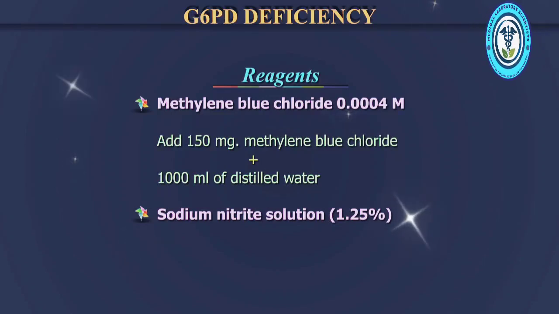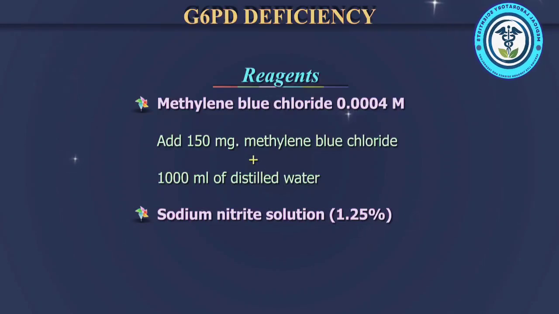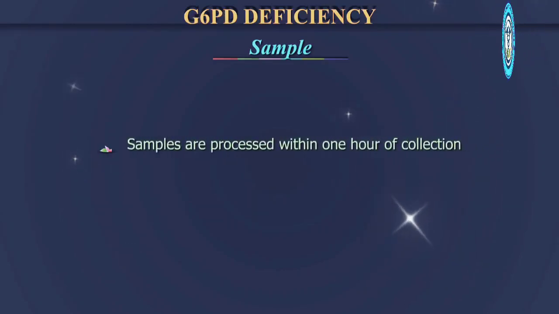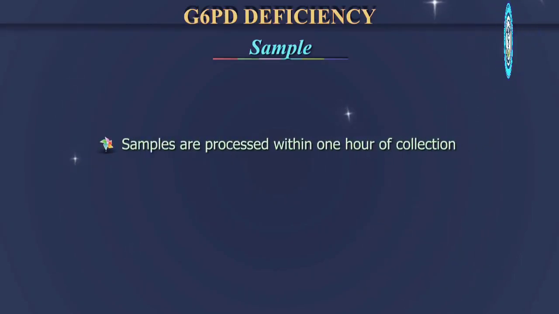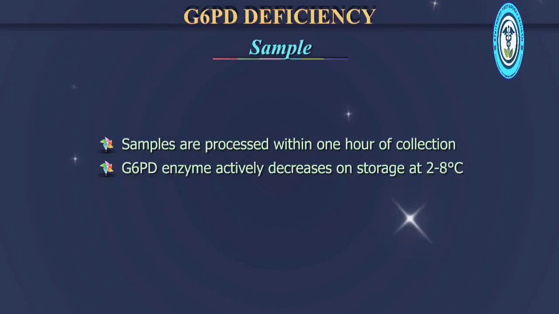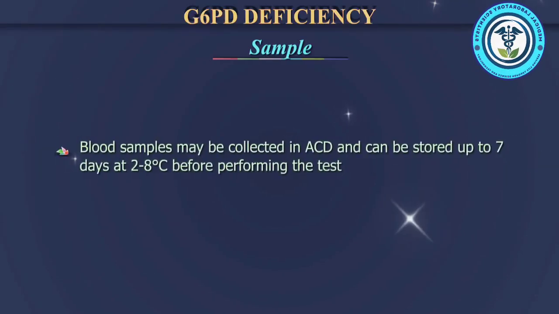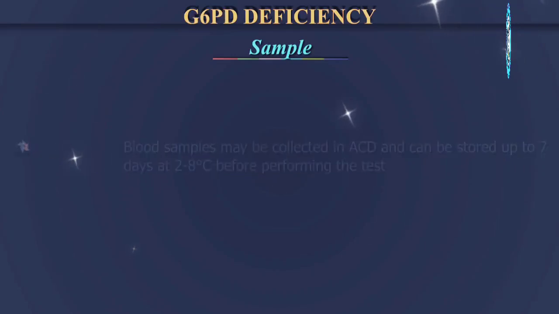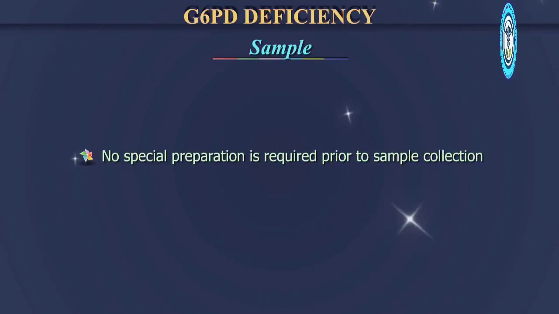2. Sodium nitrite solution 1.25%. Sample. A fresh whole blood sample collected in EDTA or heparin only. The samples must be processed within 1 hour of collection, since the G6PD enzyme activity decreases on storage at 2 to 8 degrees centigrade. Blood samples may be collected in ACD and can be stored up to 7 days at 2 to 8 degrees centigrade before performing this test. No special preparation of the patient is required prior to sample collection by approved techniques.